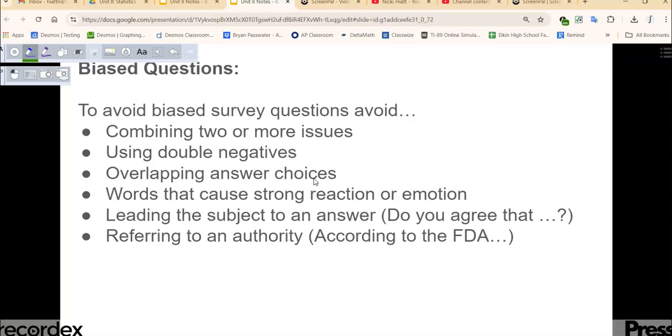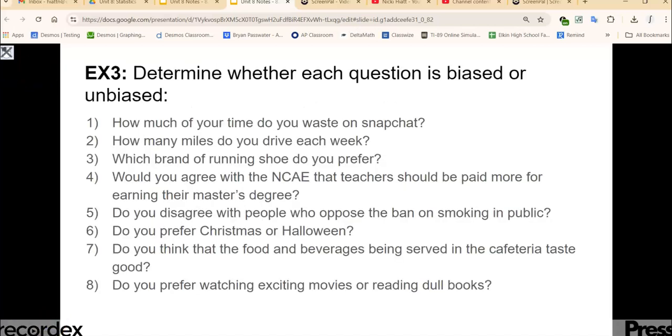And the last tip here is not to refer to an authority. Like if you say, according to the FDA, blah, blah, blah, then you are having that person go against the FDA if they don't answer the way that you want them to answer. So they will be less likely to answer in that manner. So let's look at each one of these and determine whether the question is biased or unbiased.